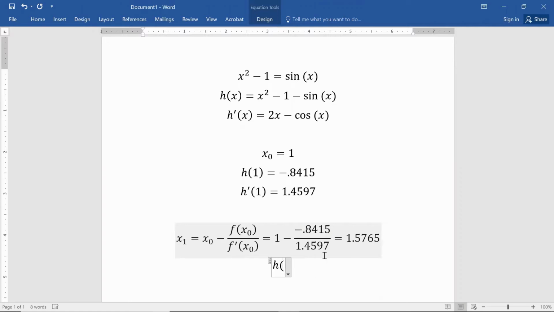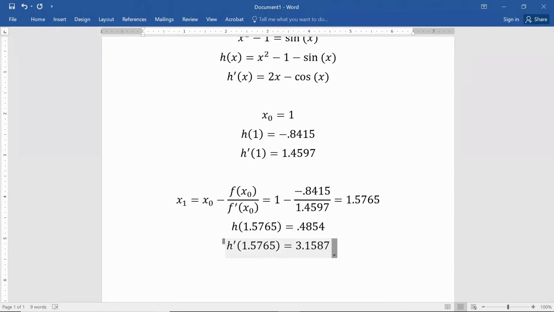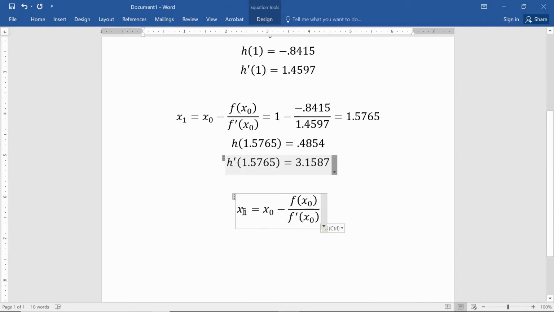We plug that number into our function and then plug that into the derivative. When I plugged it into the function, I got a 0.4854. When I plugged it into the derivative, I got a 3.1587. We got closer to the root. We didn't hit it yet, but we're getting closer. So let's do another iteration.